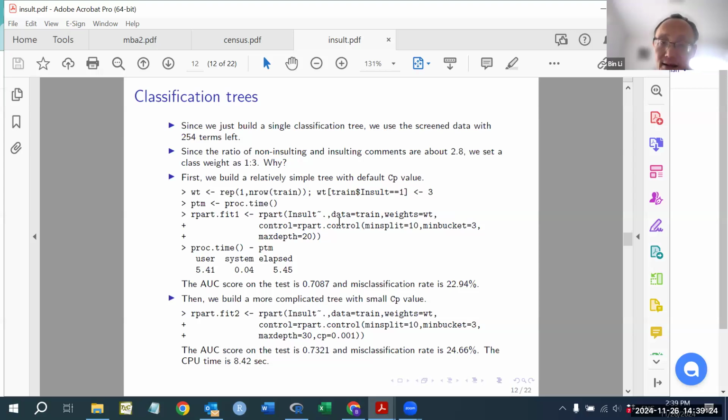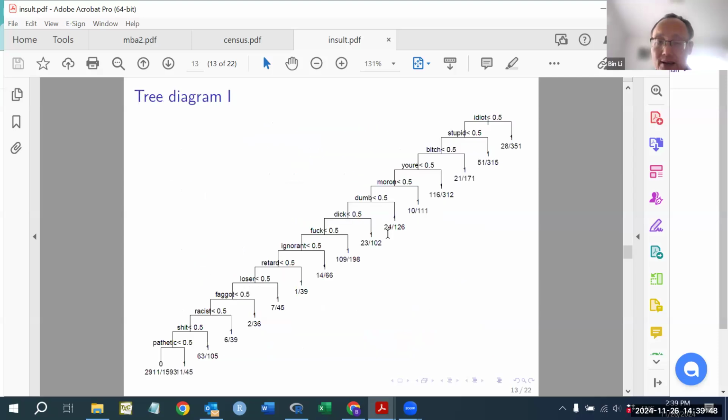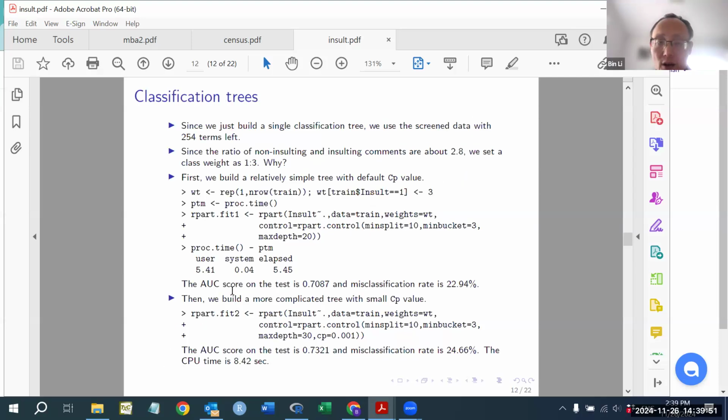Okay, so this is the second approach. We use the classification trees, and you can see the AUC score is about 0.73, which is slightly lower than the random forest. Okay, so the random forest is about 0.76, but this is 0.73. And the miss rate is about 24 or 22 percent, based on how many predictors we use.